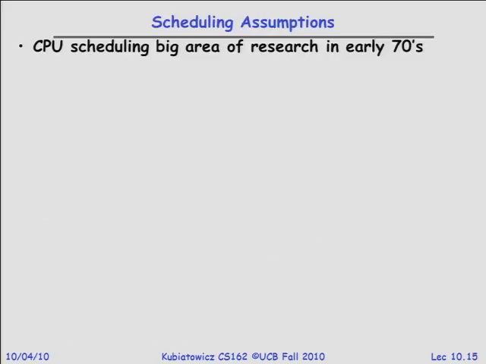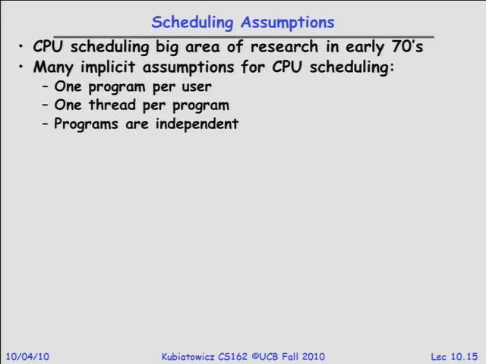So what are some assumptions? Well, scheduling was a big area in the 70s. It probably would have taken up a big chunk of this class, but fortunately for you, it's going to be a class and a half. But the thing that's interesting is there are many implicit assumptions when you start talking about scheduling. For instance, one set of assumptions that often comes up is there's only one program per user, there's only one thread per program, and programs are completely independent of each other. Okay, do those still apply?